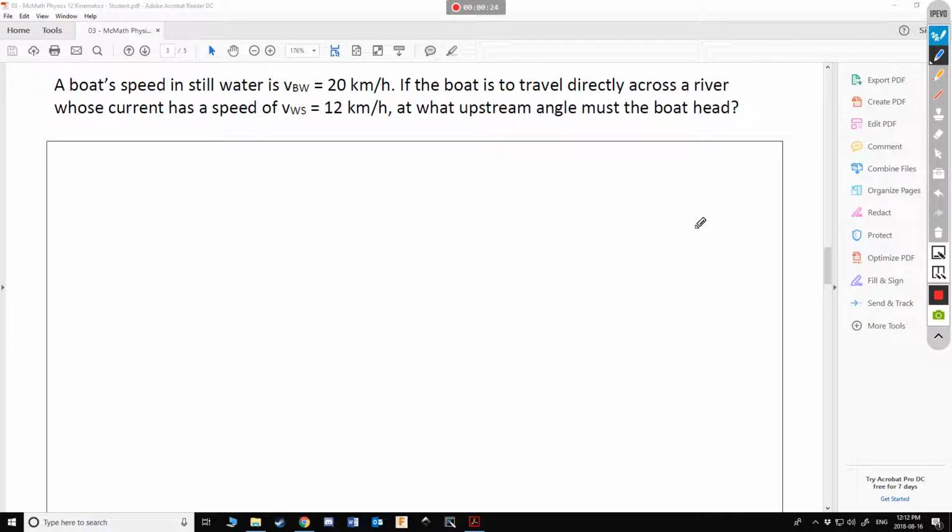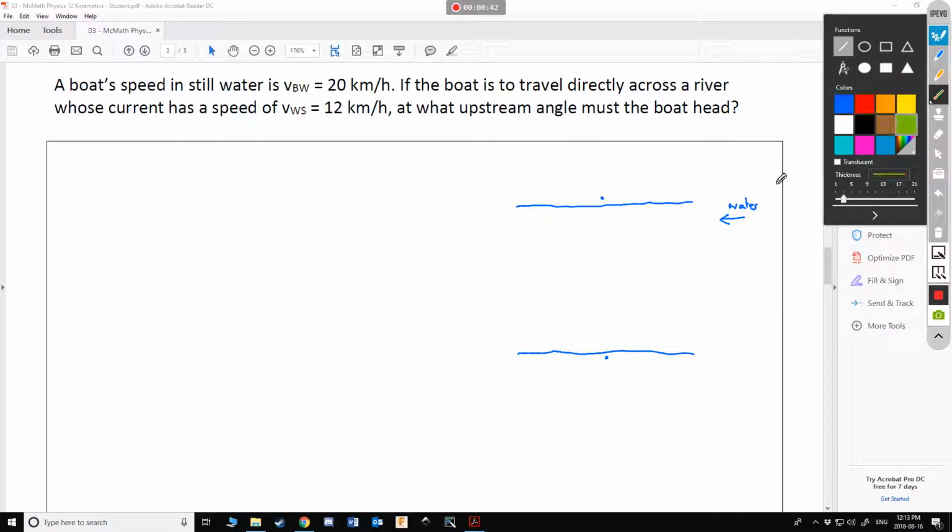So let's first draw that river. Here's the river. Visualization and picture is so important in physics. Our start, and I will say the stream is traveling in that direction. So this is our water. So here's my first vector.